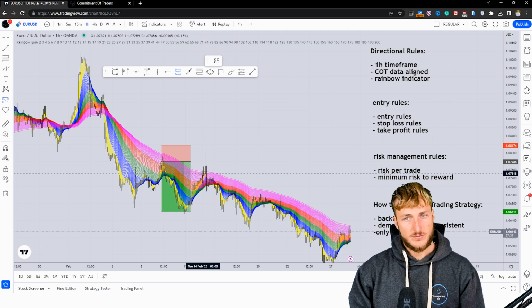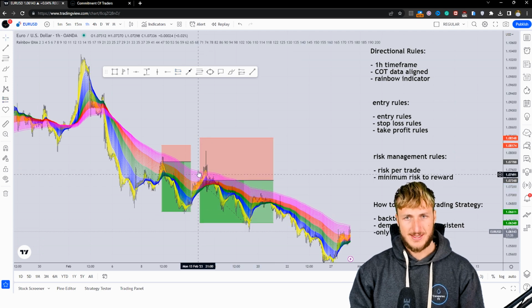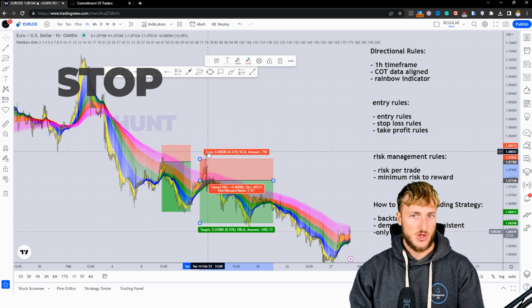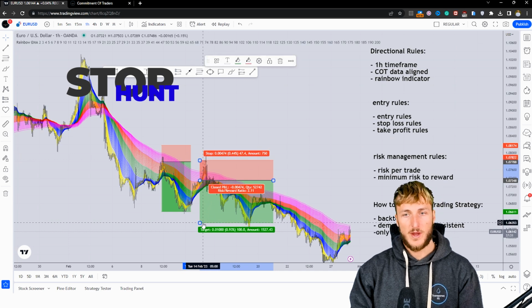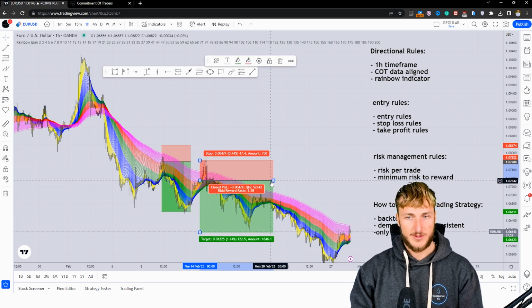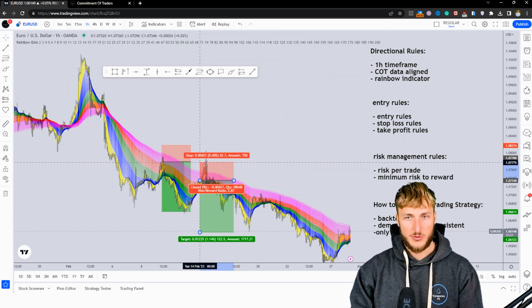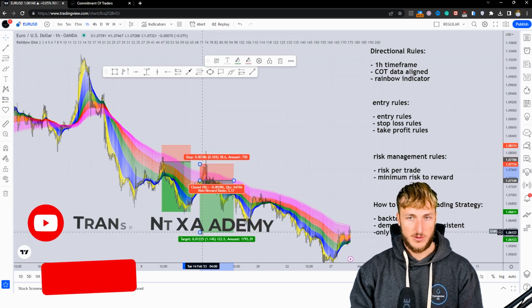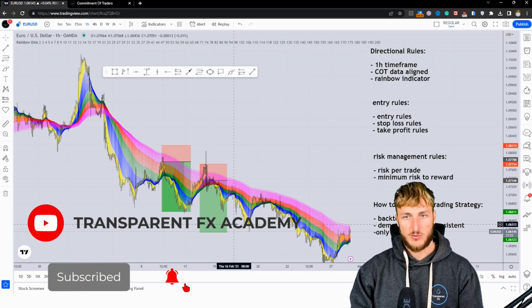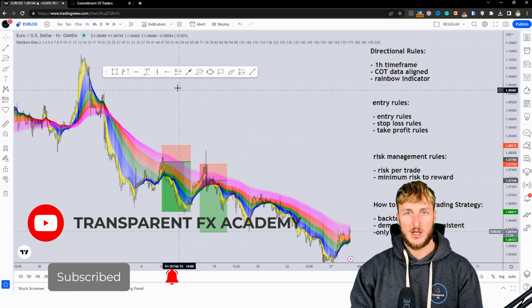Now here, when you have a market which creates such a huge move to stop hunt, essentially, there is no way to have this be a winner. This is always going to be a loser because you have such big volatility. So it's not even important to speak about it. This is definitely going to be a loss.